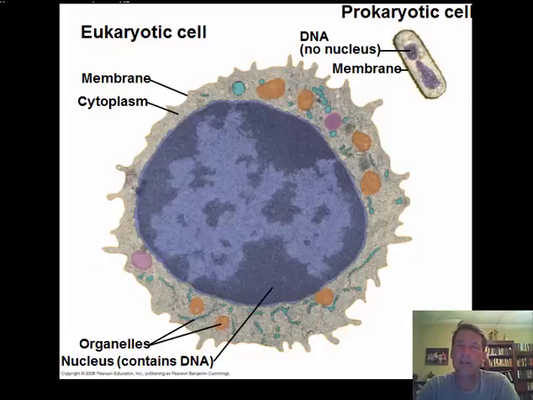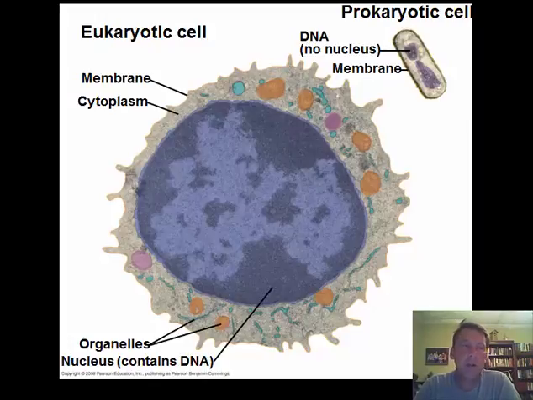Those are the two main types of cells that make up living organisms. We have a prokaryotic cell, which we find in bacteria, and then we have our eukaryotic cells, which we see in all other complex organisms, fungi, plants, animals.